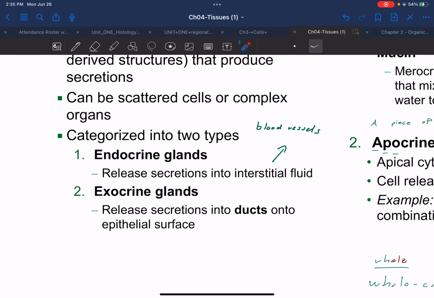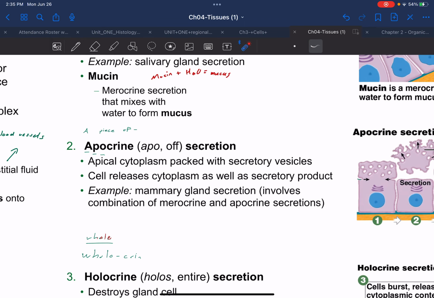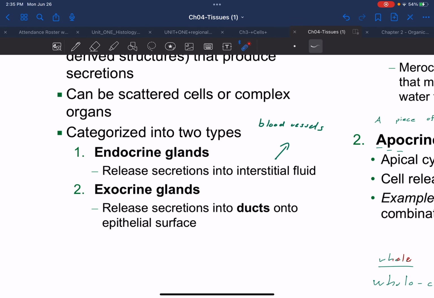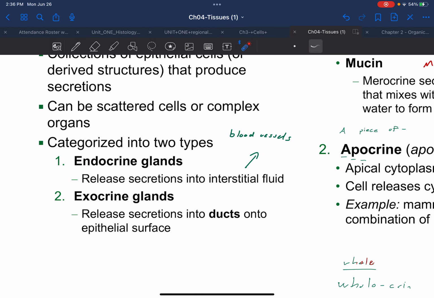Yes? An example of endocrine and exocrine? Endocrine would be like the pituitary gland, the testes, ovaries, thymus, the pancreas, all those structures that we learned about in the endocrine organ system.